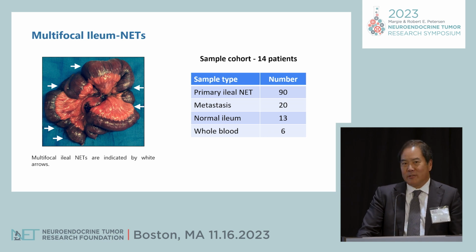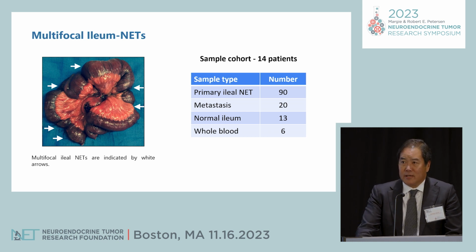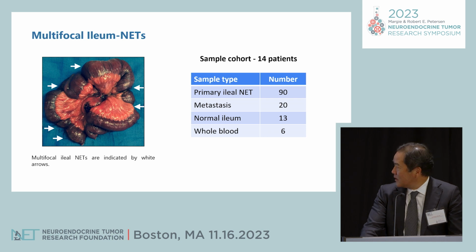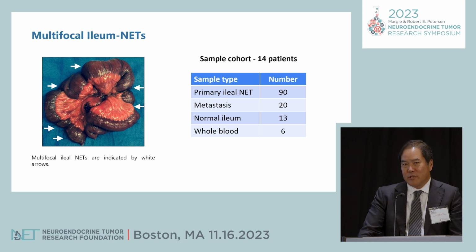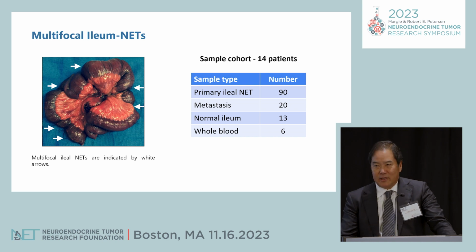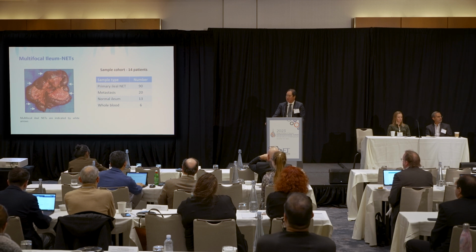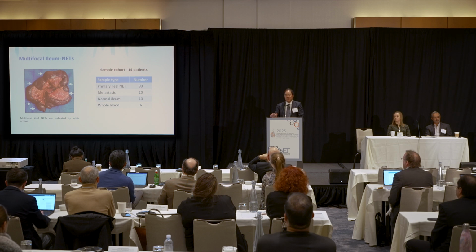Our sample cohort to find the causes of this disease leveraged our access to these multifocal ileum-NET patients. The initial cohort was 14 patients that had multifocal ileum neuroendocrine tumors. Many of them had associated lymph node and liver metastasis, as well as normal ileum and blood. Regarding the number of multifocal tumors, I think it ranged from 2 tumors in a patient up to 18 primary tumors in a patient.